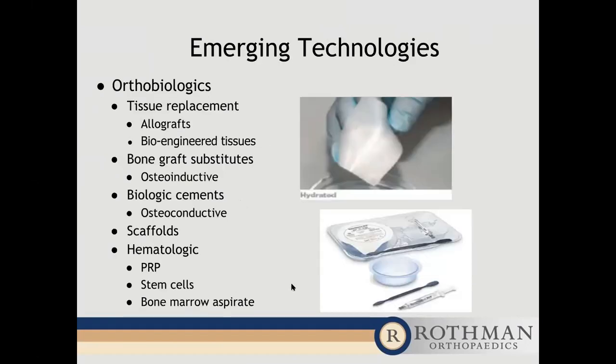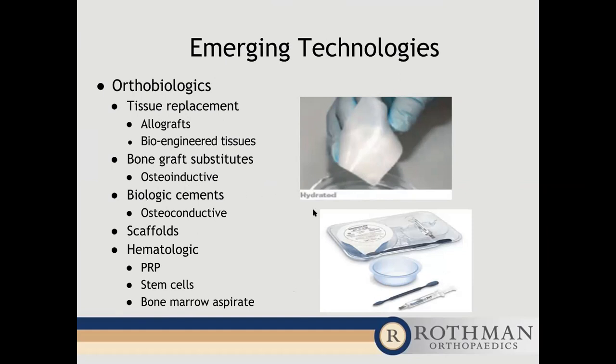So let's talk about some emerging technologies. There are tissue replacements, which we talked about earlier with the ACL with allografts. And there's also bioengineered tissues where we can get something like this, which is a hydrated sheet of cartilage cells that we can actually implant in somebody's joint. There's bone graft substitutes that conduct bone that we can put into the body and that will help make bone grow around fractures.